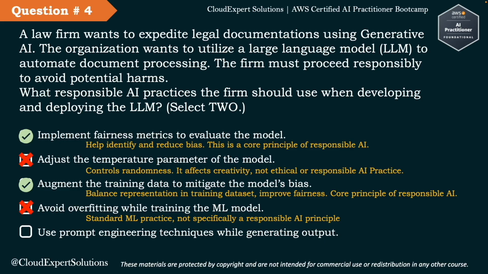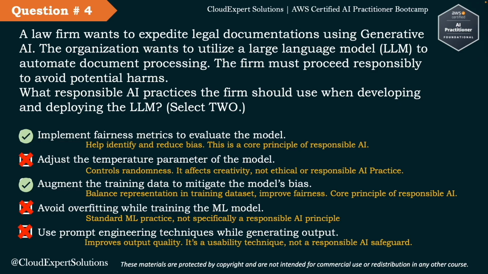And our last option, use prompt engineering techniques while generating output. Prompt engineering improves output quality but does not inherently address bias, fairness or ethical concerns. It is a usability technique, not a responsible AI safeguard. That is why option number 5 is also incorrect. That leads to options 1 and 3 being the correct options for this question.